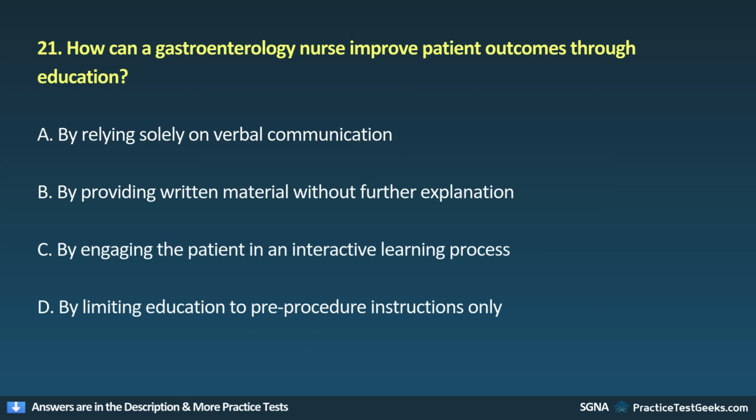21. How can a gastroenterology nurse improve patient outcomes through education? A. By relying solely on verbal communication. B. By providing written material without further explanation. C. By engaging the patient in an interactive learning process. D. By limiting education to pre-procedure instructions only.